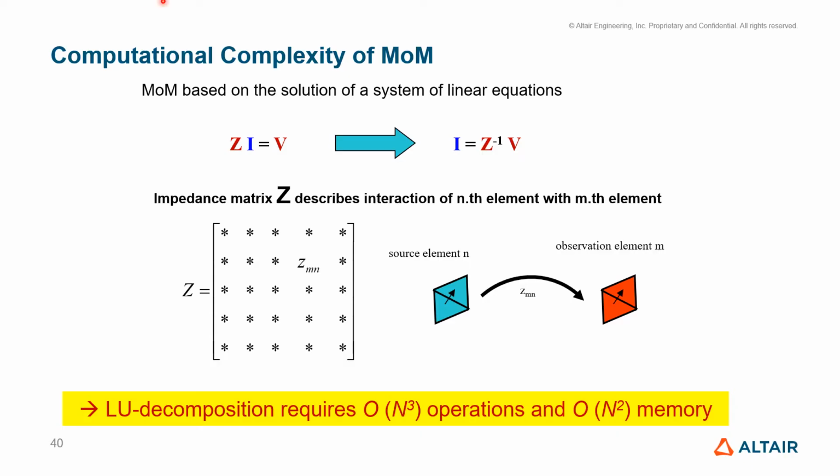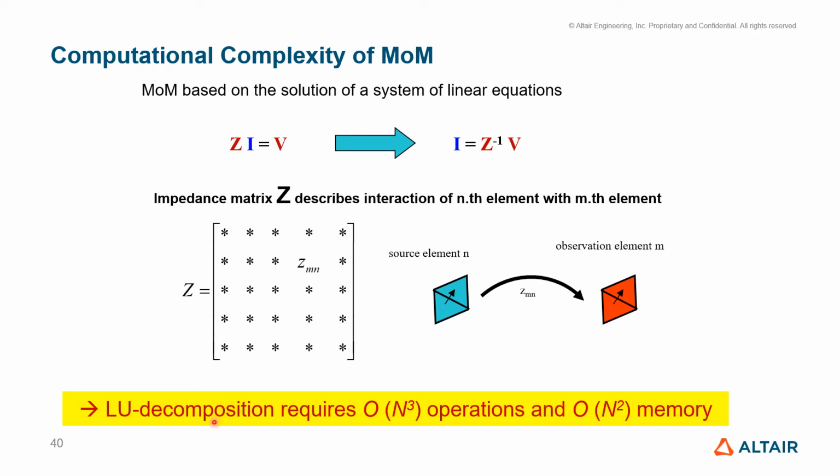To understand the need for MLFMM, we need to understand what makes method of moments computationally expensive. As we already mentioned, we need to solve this matrix equation ZA equals V. That means we have to invert the matrix Z and then multiply with V. Of course, it's not a big problem. Mathematically, we have learned these things even in high school, I guess, how to invert a matrix and multiply with a vector and get a solution I.